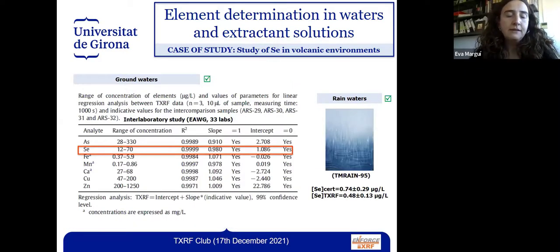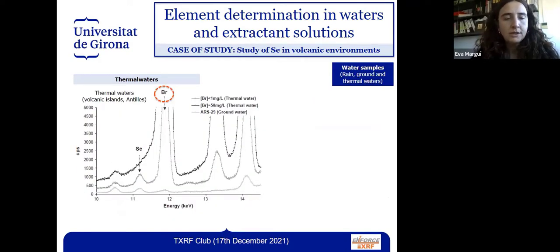As expected, in the case of groundwater and rainwater samples, we were able to determine selenium with very nice results at low concentration levels using a simple deposition of 10 microliters of sample on the reflector. However, in the case of thermal waters, we have more problems because some of these waters contain a lot of bromine. And as you can see in the spectra, the bromine is overlapping the selenium peak.